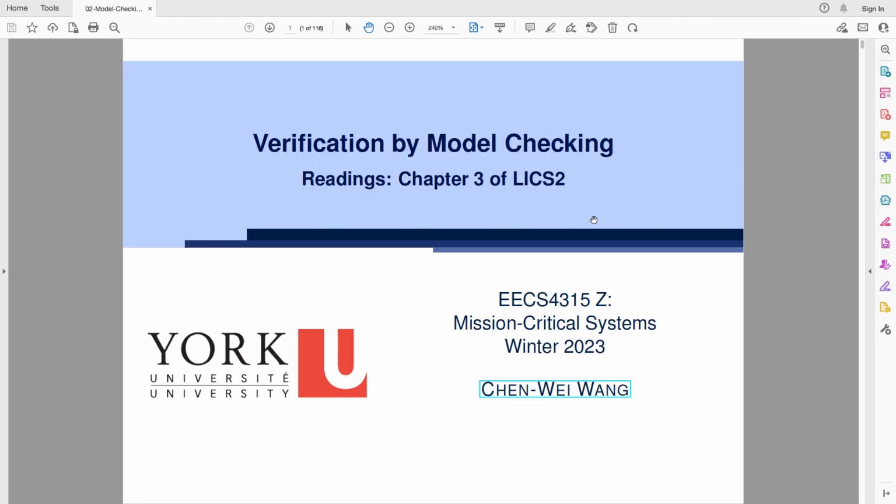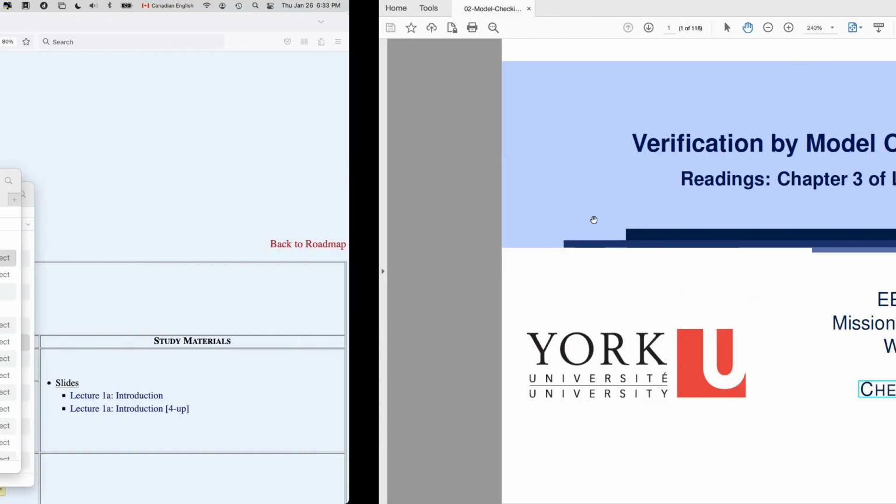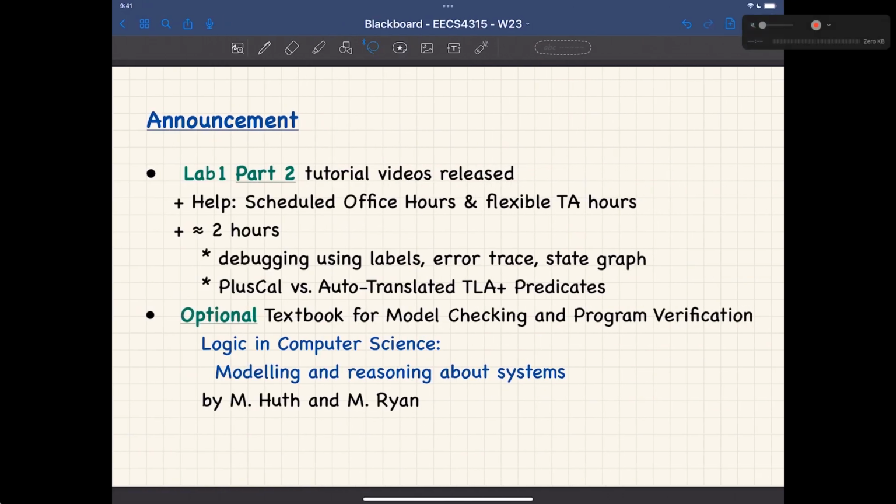Sorry, just before that, there's one thing important to let you know for your information, okay? Two things, actually. For your lab number 1, part 2, I mentioned that already, but the new information is about some flexible TA hours.